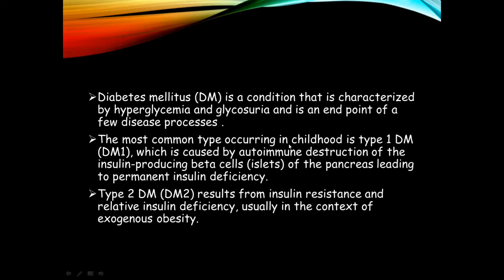So basically what happens in type 1 is the cells of the pancreas that produce insulin are destroyed, okay? How? By an autoimmune process. Type 2 diabetes mellitus results from insulin resistance and relative insulin deficiency. It's usually in the context of exogenous obesity. So basically insulin is being produced, however, it's not enough. Maybe the receptors are not responding to the insulin.